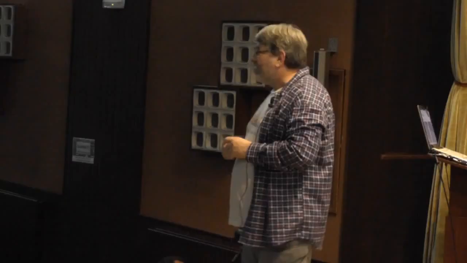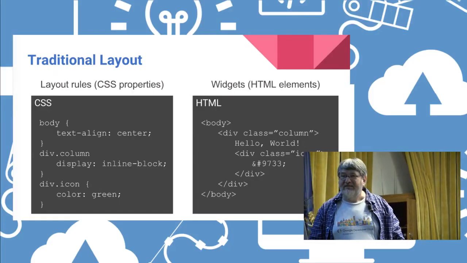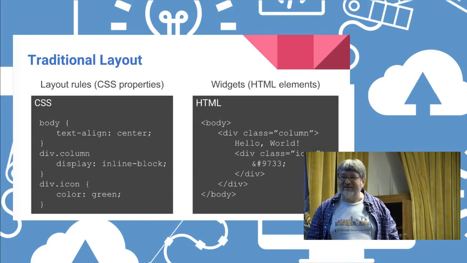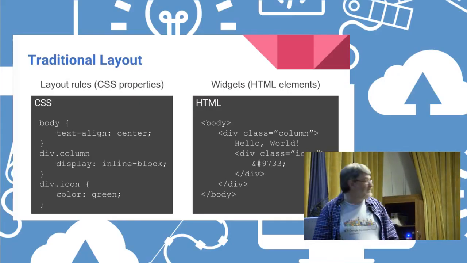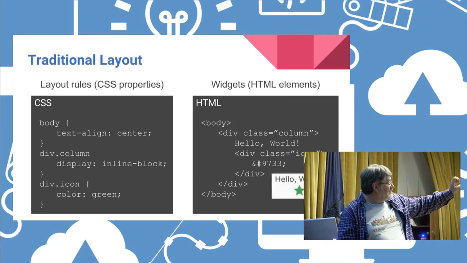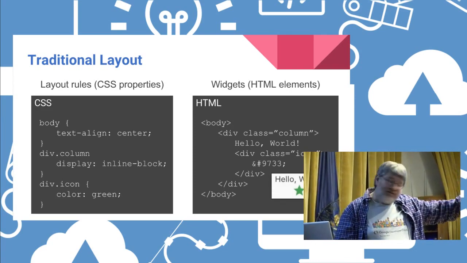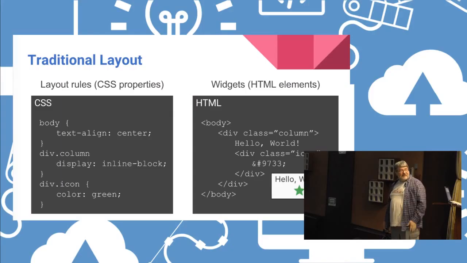Right, almost everybody. All right, how many of you can tell by looking at this what the output of this will look like? Yeah, it takes a minute to think, doesn't it? It's not really obvious from looking at it what it's going to look like. Well, I'm going to go ahead and show you. It looks like that. Okay, so it's a column with two elements, or two widgets. It's a column of two widgets. The top one is the words hello world, and the bottom one is a green star.